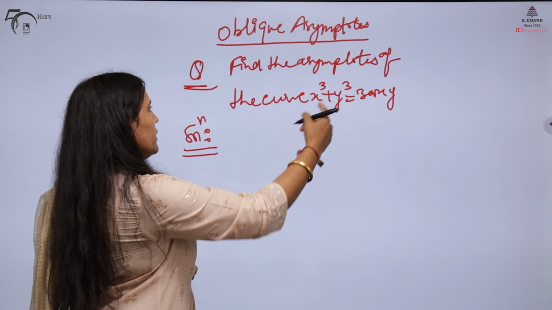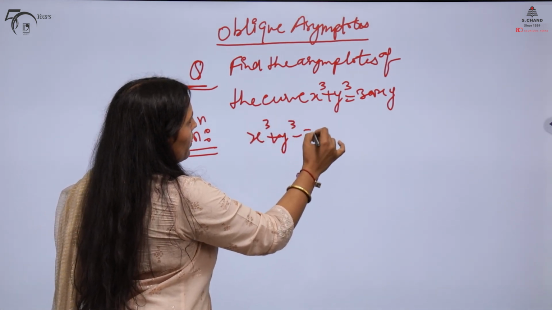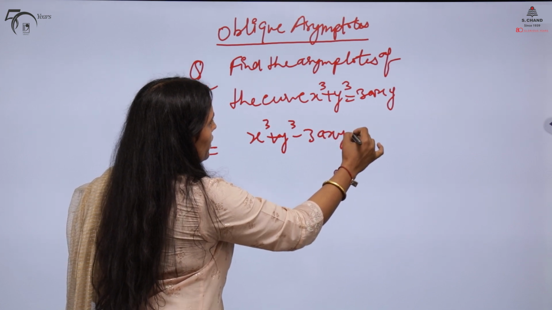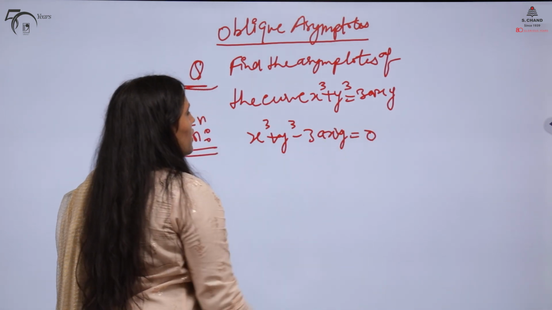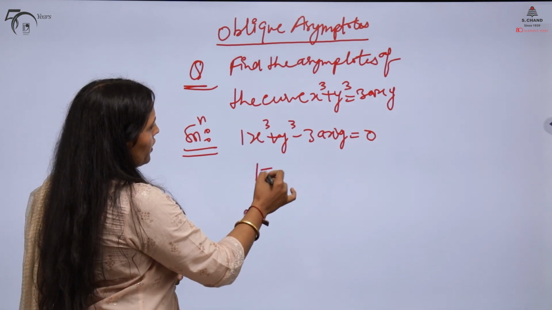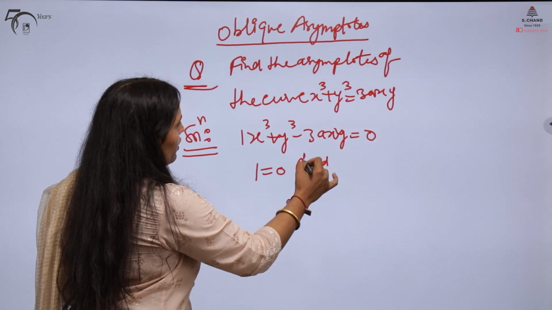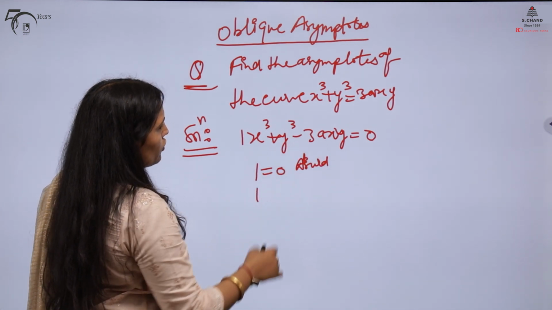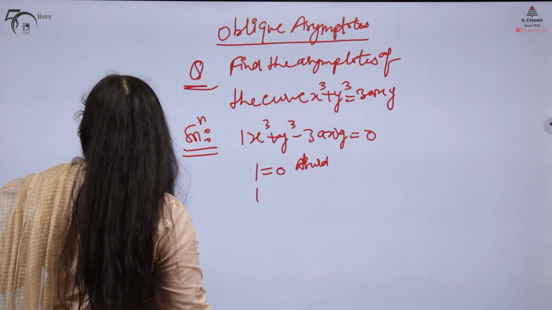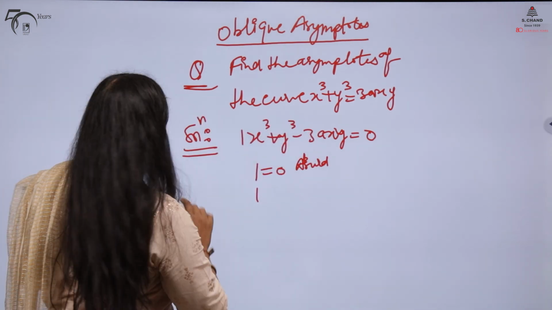Now you can see the equation is x cube plus y cube minus 3xy equal to 0. You can see the coefficient of the highest power of x is 1. You cannot put 1 equal to 0, this is absurd. Then again the same thing happens for y, 1 equal to 0. So it means there are no asymptotes parallel to x-axis and y-axis.